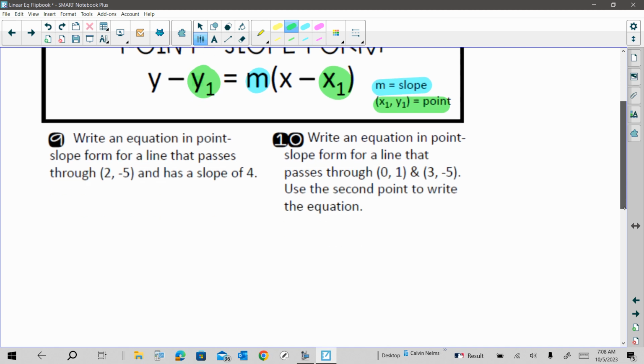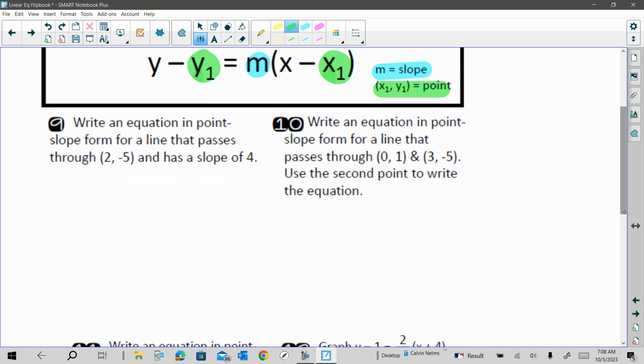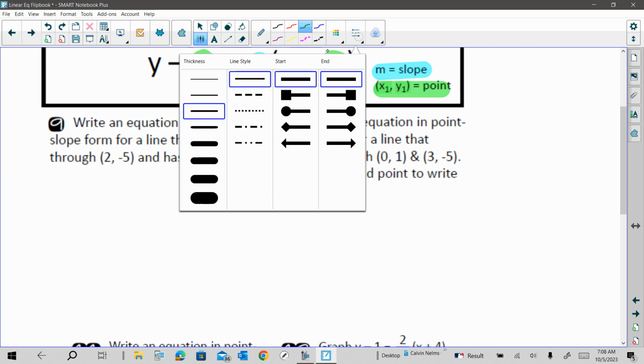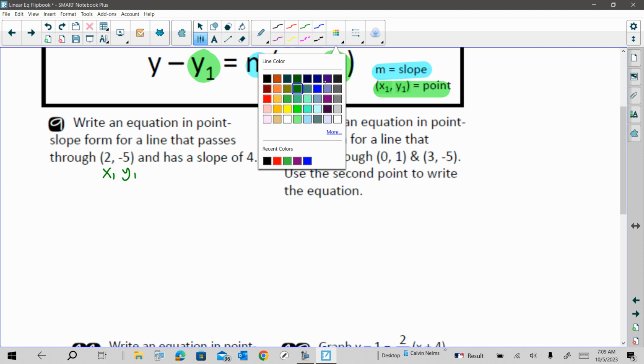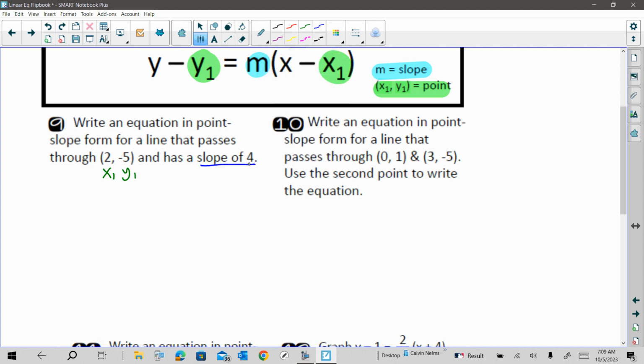So what we're going to do here, we're going to write the equation in point-slope form. So just right off the bat, I'm hoping we can recognize the point. It says the line goes through this point of 2, -5. So this is my x1 and my y1. And then this is a slope of 4. So that means my m equals 4.